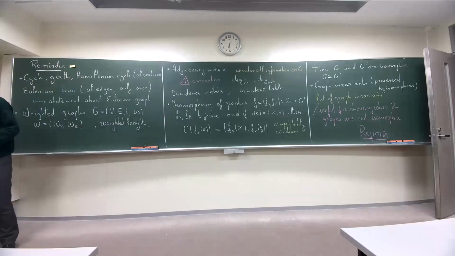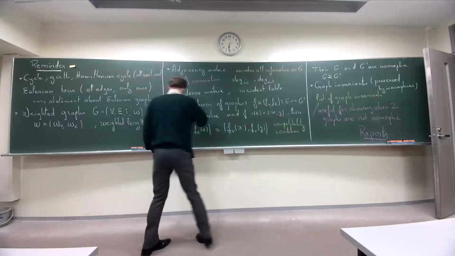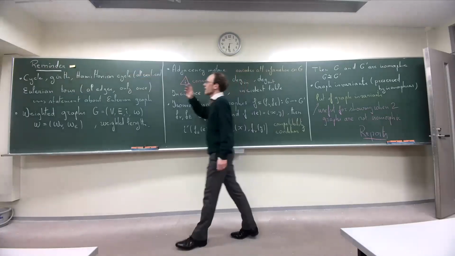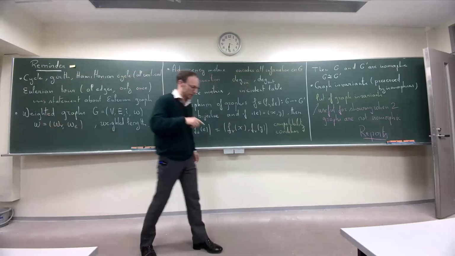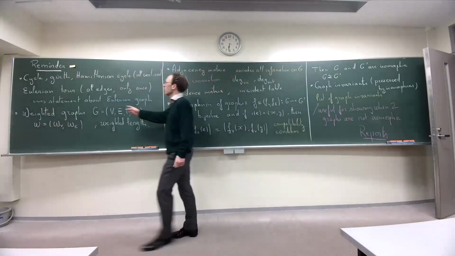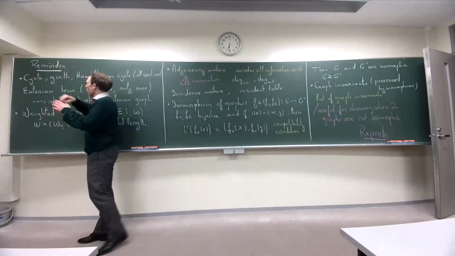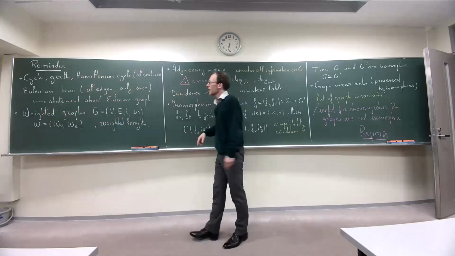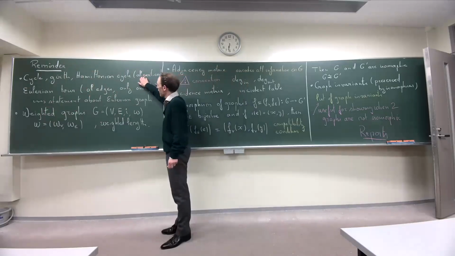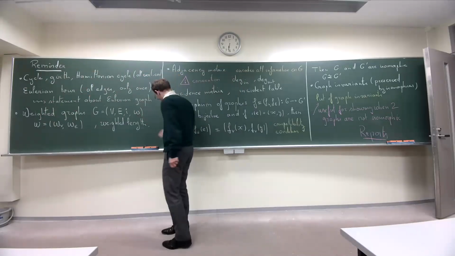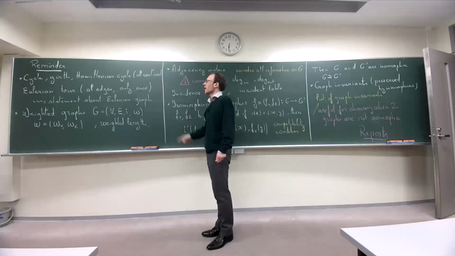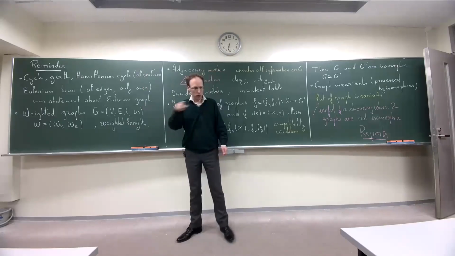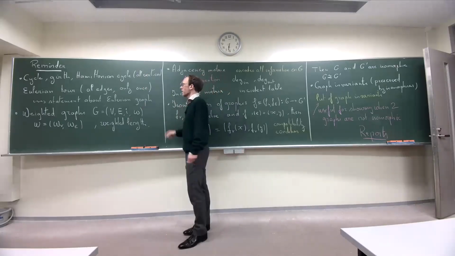All right, so let me recall what we have done last week very quickly. Last week we discussed a notion of cycle, which is a closed path in a graph. We had the notion of girth, which is the size of the smallest cycle. I introduced the notion of Hamiltonian cycle. It's a cycle where you go through all vertices. And also I introduced this notion of Eulerian tour. This is a path where you go through all edges, but only once.